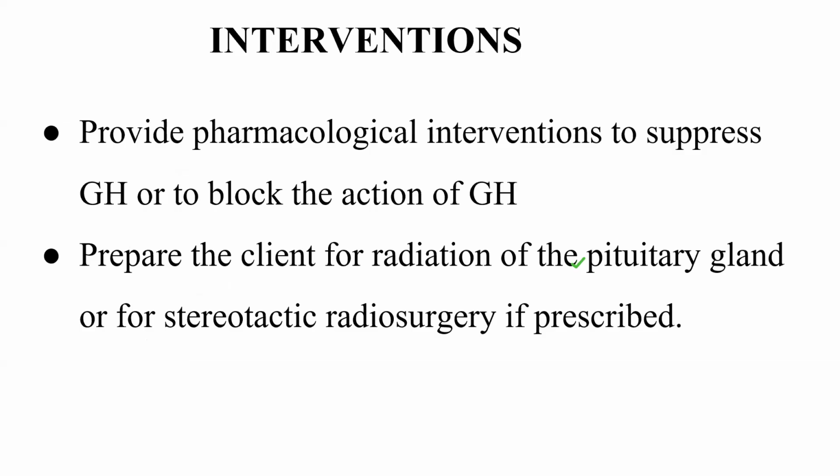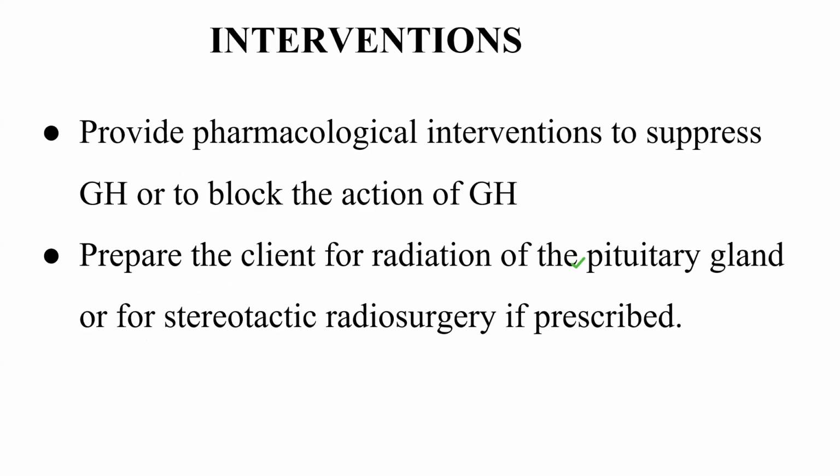So what do we do? What are the interventions? The first thing you want to do is provide pharmacological intervention to suppress the growth hormone or to block the action of the growth hormone. That is because it's growth hormone that is being produced excessively, so you have to stop its production. You also prepare the client for radiation of the pituitary gland.